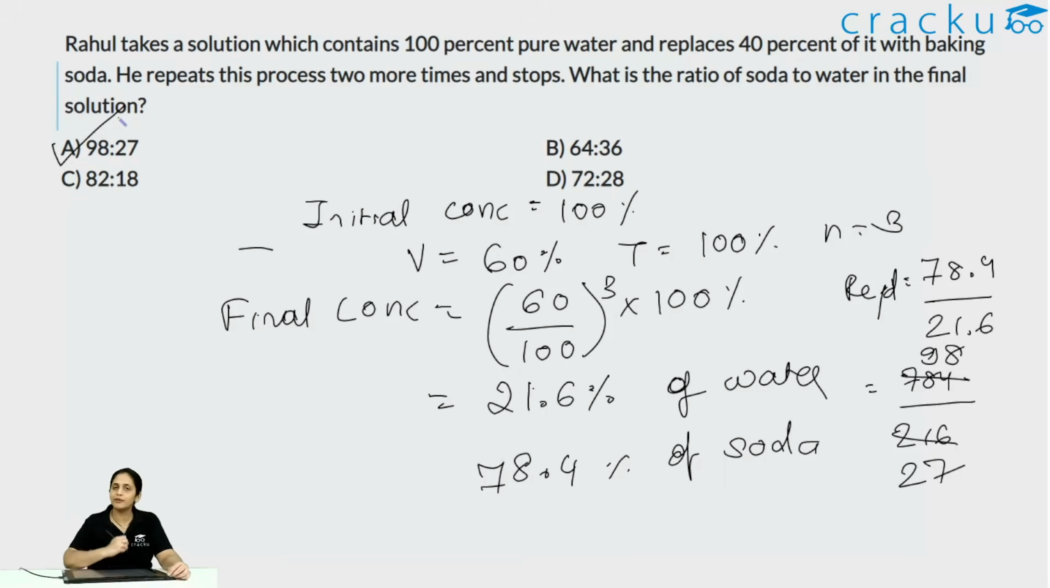So as you could see, it became much quicker. We don't have to repeat the steps n number of times to find out the concentration. If I know that 60% is left untouched, after the first step it would be 60%. Second step, the final concentration of water would be 36%. After the third step, it would be 21.6%, and so on. So if the final concentration of water is 21.6%, then the concentration of baking soda would be 1 minus that, which is 78.4%, and then we can easily get the required ratio. So this is basically how we can save time while solving questions based on replacement of solutions.